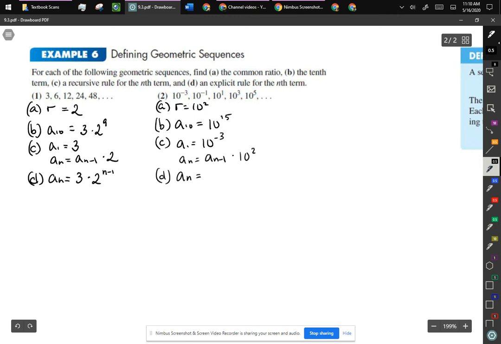Let's start with the first number and multiply it by your common ratio, which is 10 squared, but I'm going to do it n minus 1 times. So 10 squared to the n minus 1. You can simplify some of these answers if you'd like, but these expressions are equivalent to the final answer.